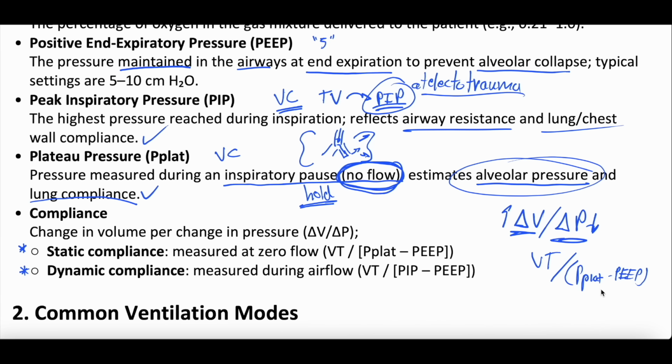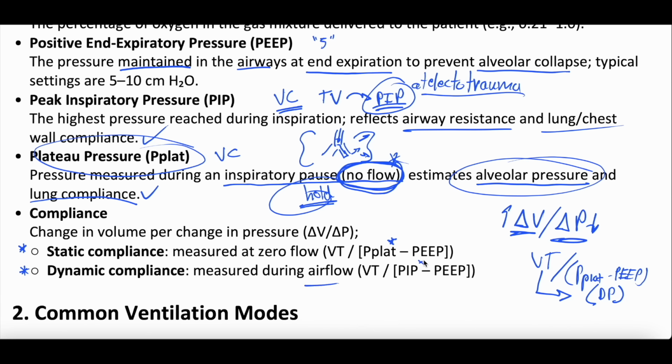But the plateau pressure minus the PEEP is this thing called the driving pressure, which we've talked about before. So tidal volume divided by that is static compliance. There's no flow. And because there's no flow, that's why you take the plateau pressure, right? Because as we said, the plateau pressure is measured at an inspiratory hold with no flow. Okay. Whereas dynamic compliance is measured during airflow.